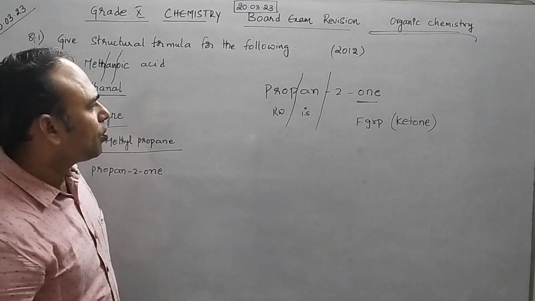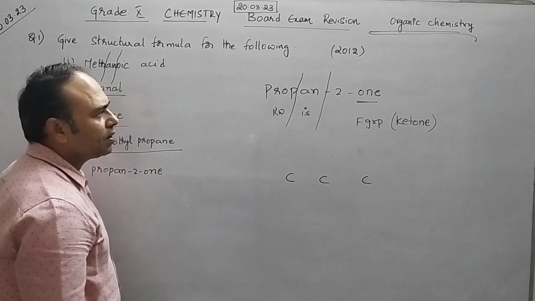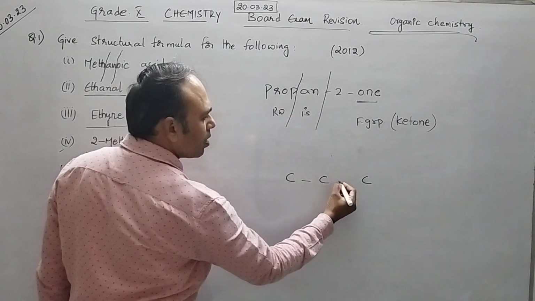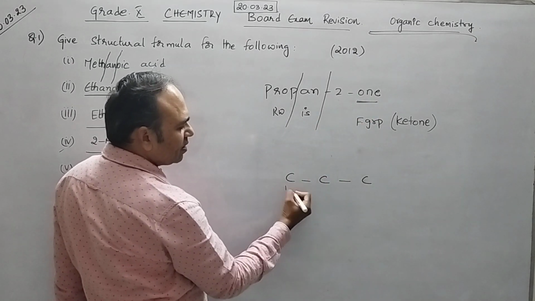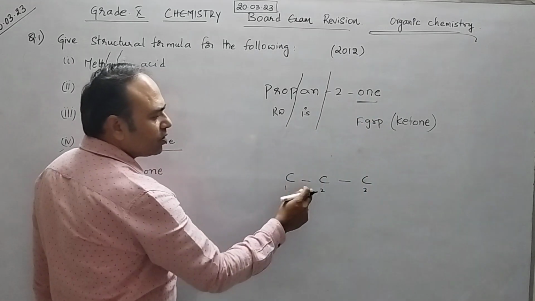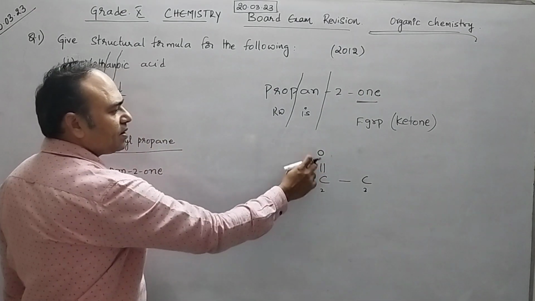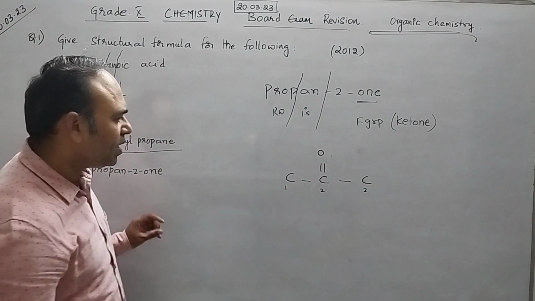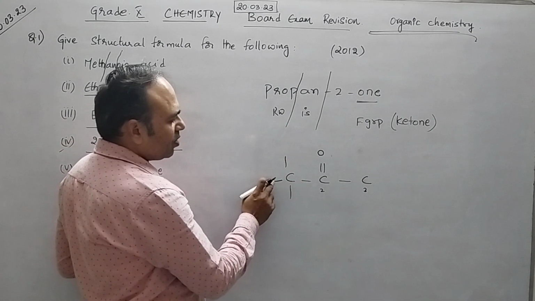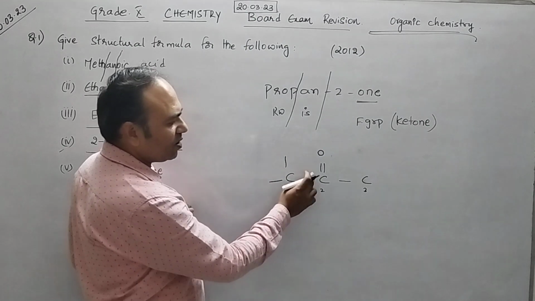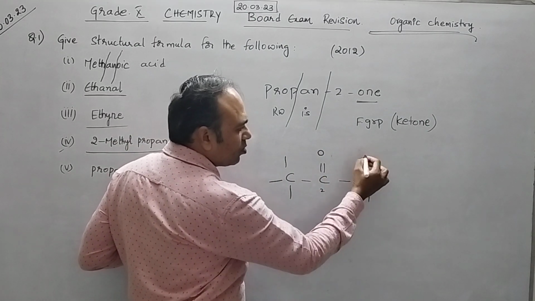First, propane. Prop means 3 carbons. Ane means single bonds between the carbons. And at the second position you can write it like this. This is 1, 2 and 3. So at the second position you have a ketone. Therefore we write a C double bond O, which is the ketone. Now the last step, write the valency here. Carbon 1, 2, 3, 4 satisfied. Here 1, 2, 3, 4 satisfied. The last one also has 4 bonds.